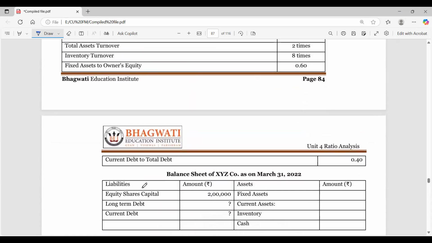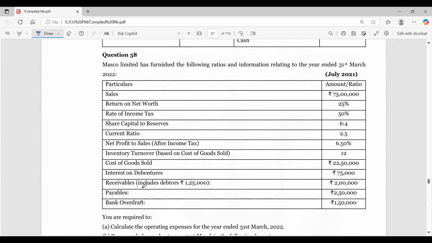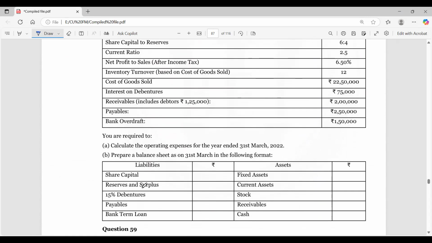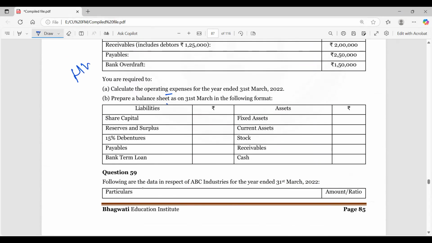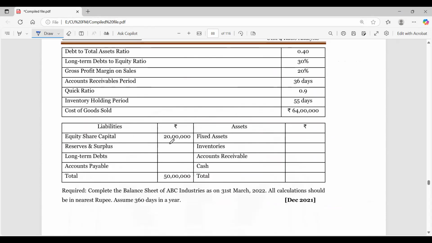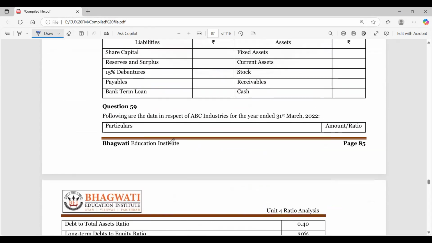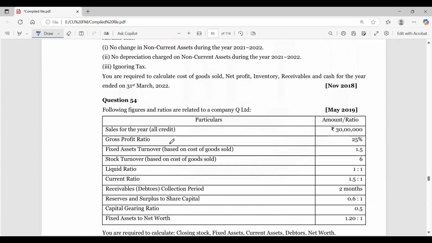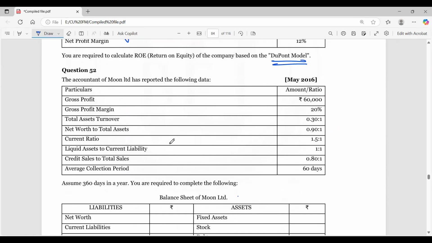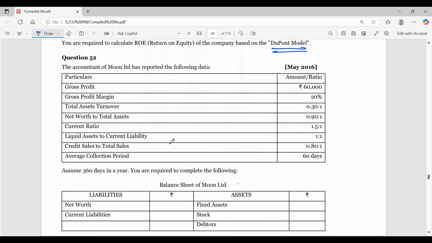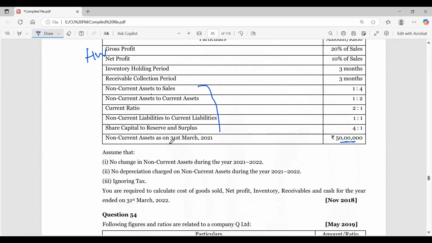57 we will do in the class. 58 just now we did one question, operating expenses and balance sheet. This one you can take it as homework. 59 I will do in the class. So 50 is homework. Look at question number 52. 56.